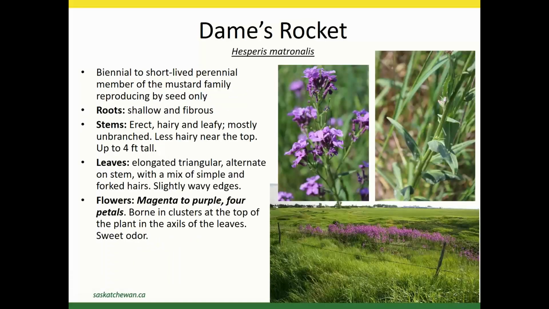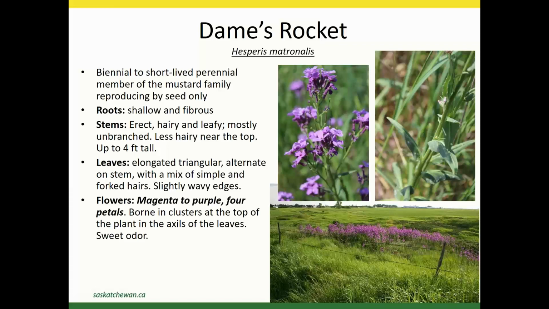Dame's Rocket. It's a biennial to short-lived perennial member of the mustard family, and it only reproduces by seed production. The roots are shallow and fibrous, so it doesn't dominate the landscape that way. It's just a very aggressive member of the mustard family, and gets off to an early start, and that's how it dominates areas. The stems are erect, they're hairy, and very leafy. Mostly unbranched until you get up into that flowering raceme, and less hair near the top of the plant, and they can get up to 4 feet tall.